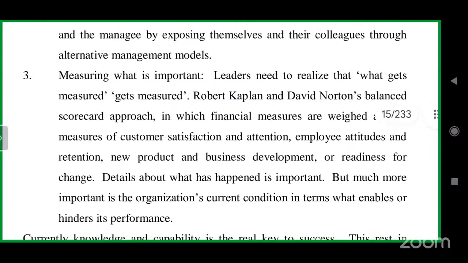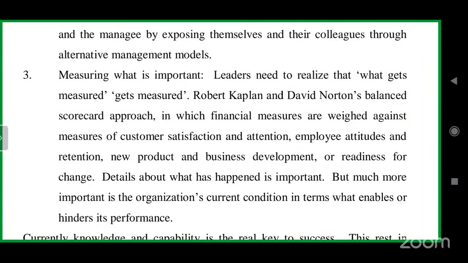Measuring what is important. Leaders need to realize that what gets measured gets done. Robert Kaplan and David Norton's balanced scorecard approach. We are aware, from HRM and finance, that we have studied the scorecard approach in which financial measures are weighed against measures of customer satisfaction and retention. Even the feedback of the customers plays an important role. With this feedback, only the employees' attitudes and retention, new product and business development, and readiness for change. Change should be there. Unless there is change in the team or the products, customer satisfaction will not be there. So the scorecard approach plays an important role in achieving high performance in management.